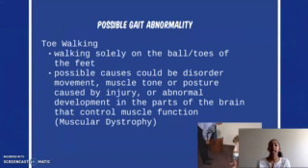Possible gait abnormalities in childhood would be toe walking, which is walking solely on the ball and toes of the foot. Possible causes could be disordered movement, muscle tone or posture caused by injury or abnormal development in the parts of the brain that control muscle function. Let's go ahead and watch this video first.